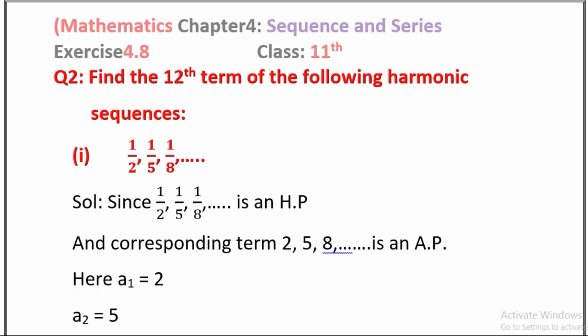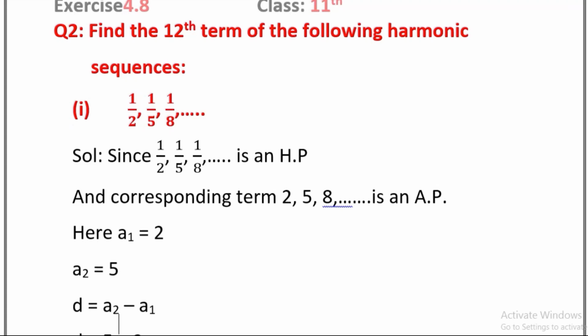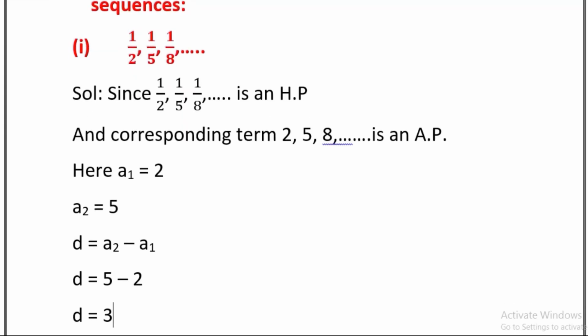Since 1/2, 1/5, 1/8, and so on is a harmonic progression, the corresponding terms, that is 2, 5, 8, and so on, form an arithmetic progression. Here the first term a1 is equal to 2, and the second term a2 is equal to 5. D is the common difference between a1 and a2, so by putting in the values, D is equal to 5 minus 2, which is equal to 3. So the common difference is 3.